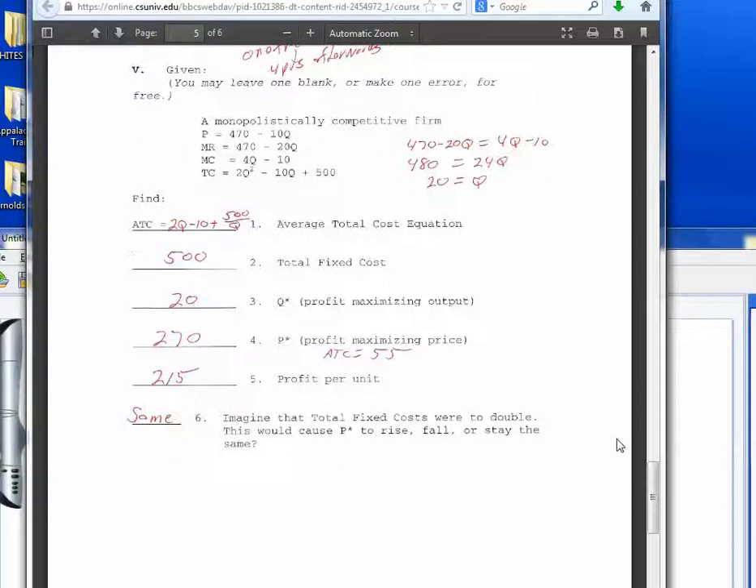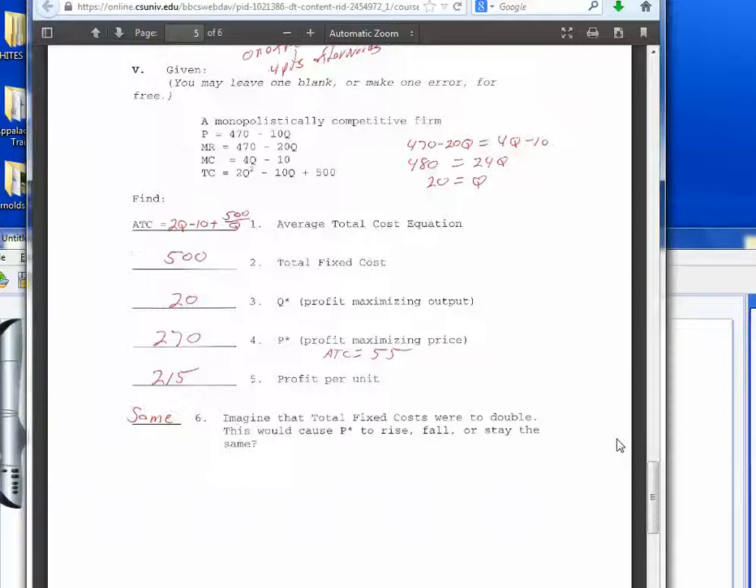Okay, so here's how you do this. You're given the total cost, you see it there, 2Q squared minus 10Q plus 500, and you're asked to calculate average total cost, and you just remember the equation that average total cost equals total cost divided by Q. So dividing through by Q, it'll be 2Q minus 10, because the Q's cancel, plus 500 divided by Q. That'd be your average total cost equation.